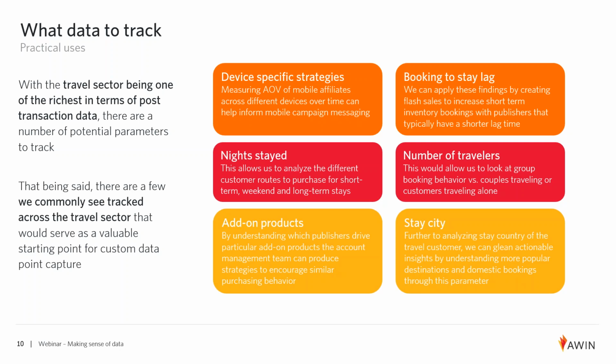Perhaps there's a clear fluctuation in AOV. Would this change the way you respond to mobile-only campaigns in terms of the price point you push and the copy used? Booking to stay lag. Perhaps we could encourage sales by selling inventory to publishers that we know have a shorter lag time from booking.